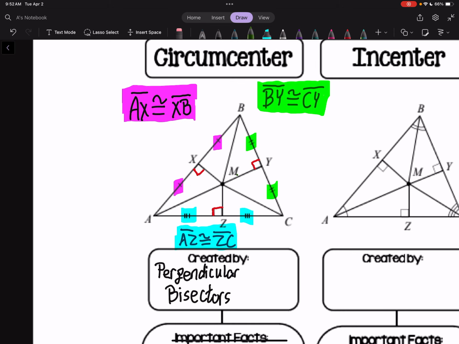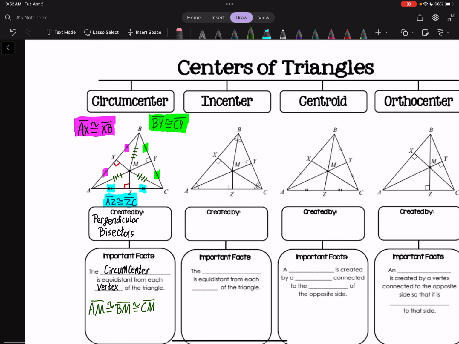Just because I've not stated it, the point M on each of these triangles is the center type. So in this case, the circumcenter, for the next one will be incenter. Oops, sorry, messed up on that. AM, BM, and CM are all congruent. Okay, moving on to incenter.